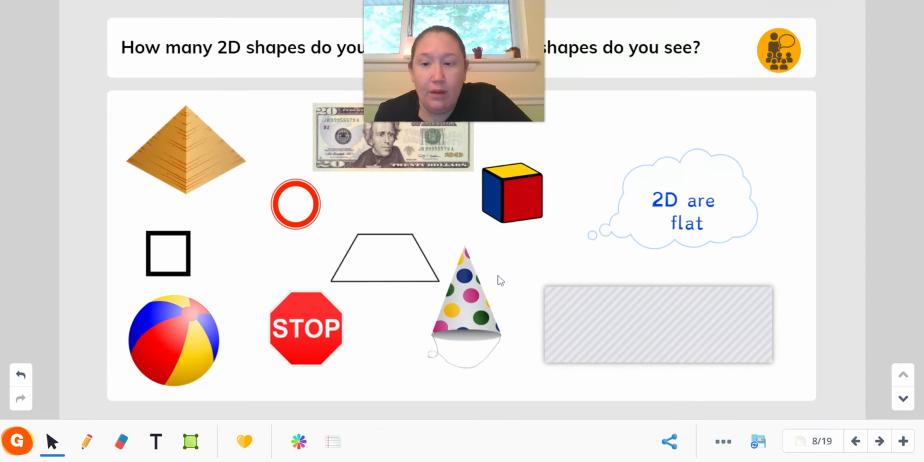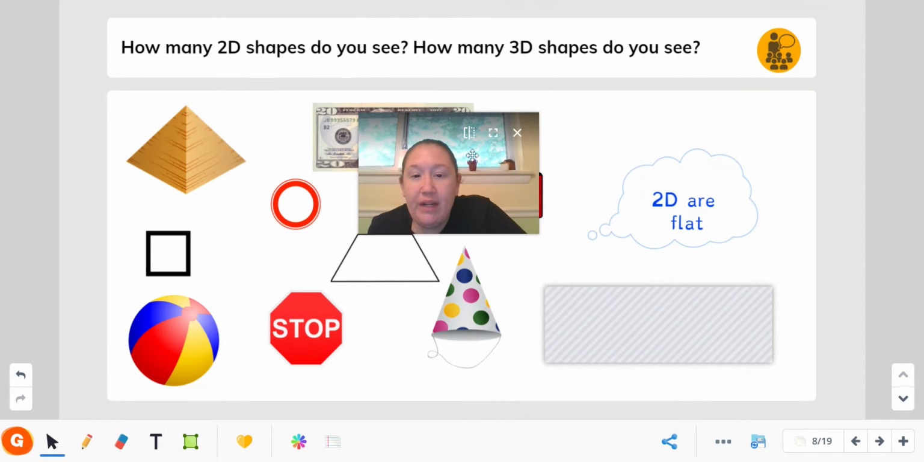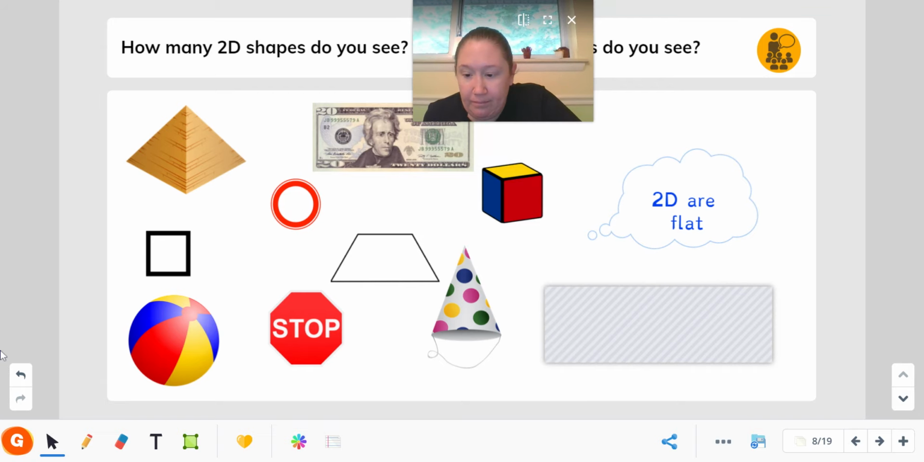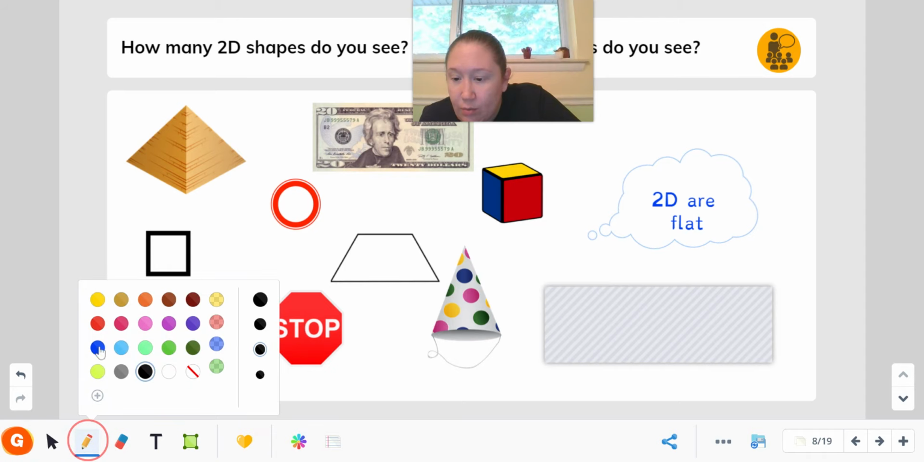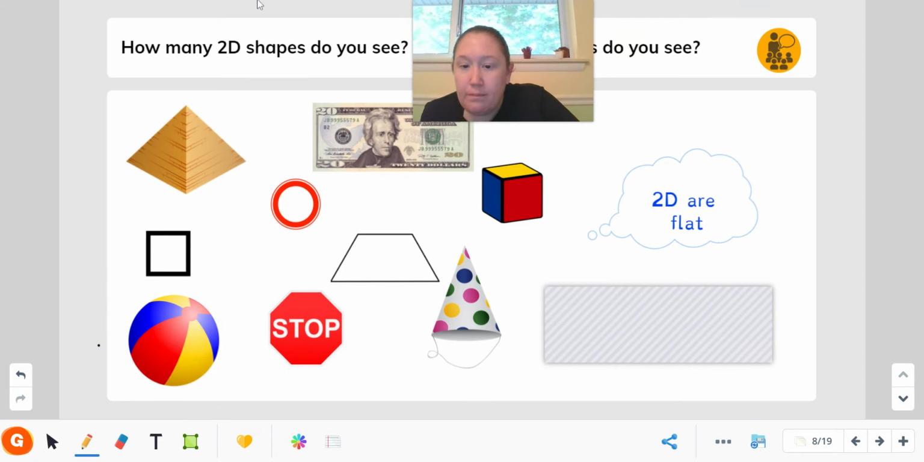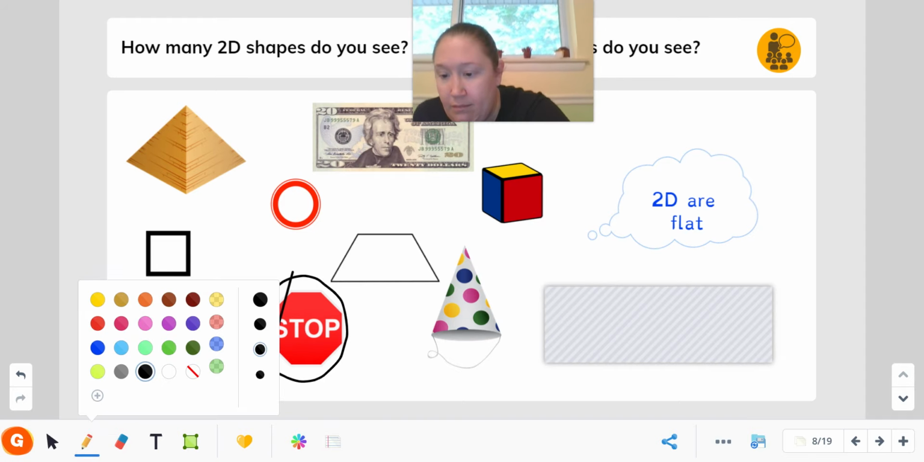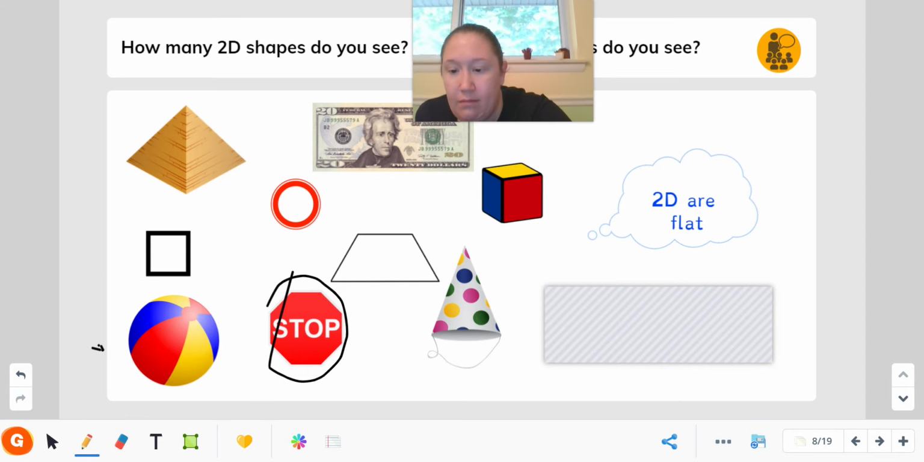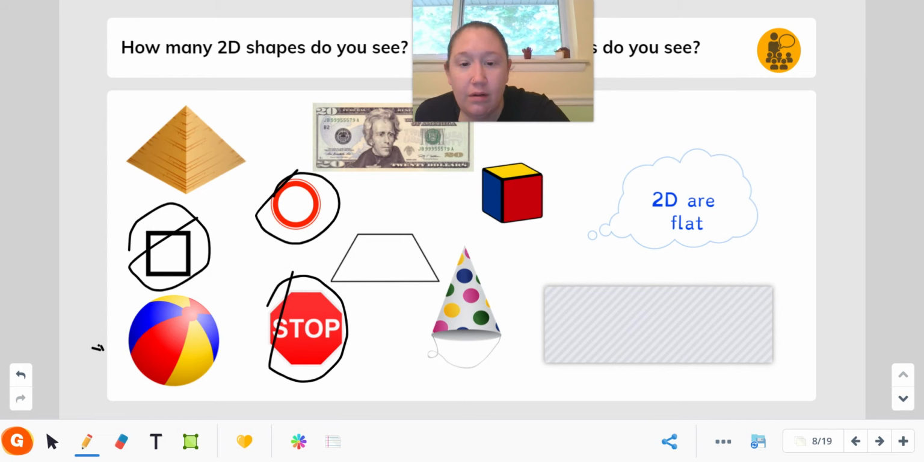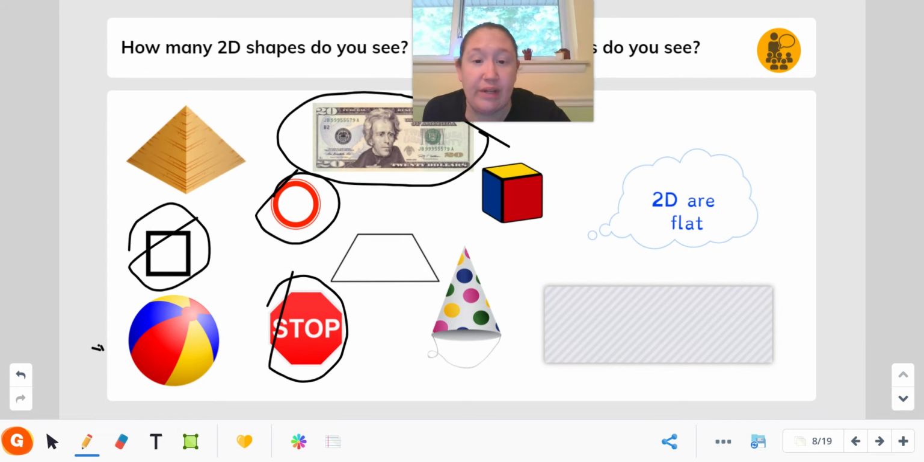All right, so let's see. How many 2D shapes do you see? We are going to circle all of the 2D shapes with blue. 2D shape, so that's a flat shape. So this stop sign, this square is 2D, that circle is 2D, this $20 bill is actually 2D, it's flat. And we have a trapezoid.